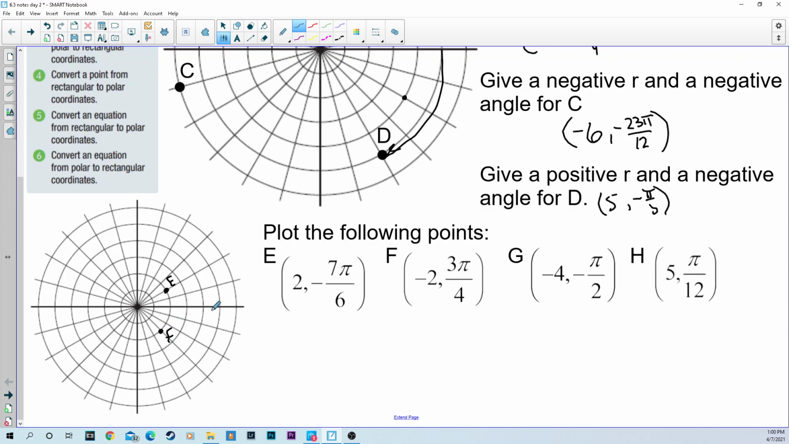Point G is, let's go to negative pi over 2. That's down here. And if it was a positive 4, we'd be down. But now we're going to go up 1, 2, 3, 4. Right there. This is point G. H is 5 and pi over 12. 1, 2, 3, 4, 5. And there's pi over 12.